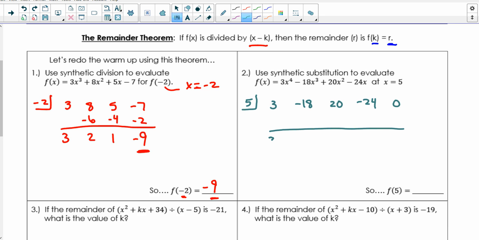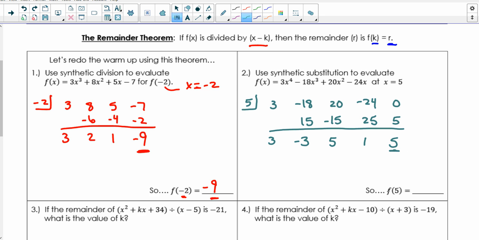All right, so follow the same steps. Bring down your 3. 5 times 3 is 15. Add them together. Multiply. Add them together. Multiply. Add them together. And then again, I don't want to stop right here. Notice I have a 0, because my answer is going to be different. 5 times 1 is 5. Add together, I get 5. So if I didn't write this 0 in, I would have thought that 1 was my answer. But in fact, 5 is my answer.